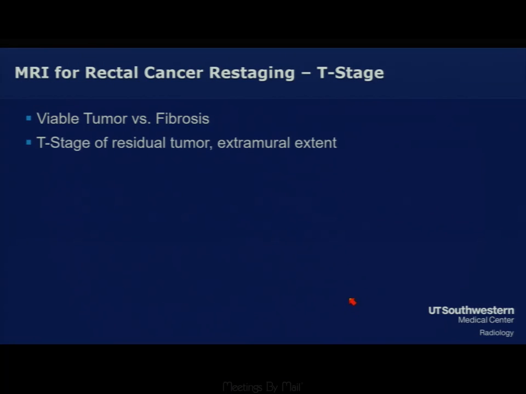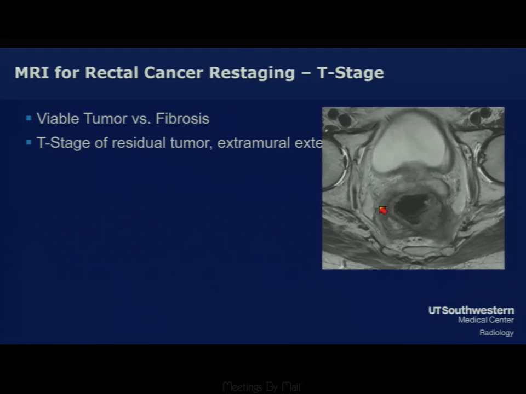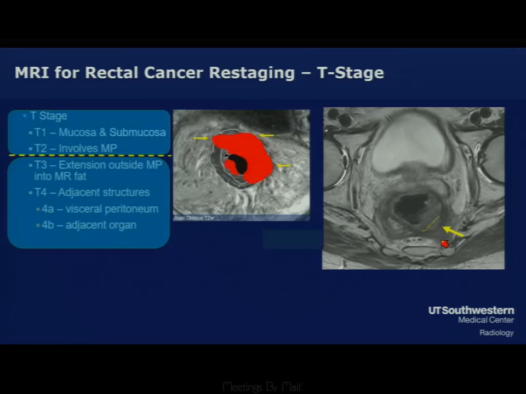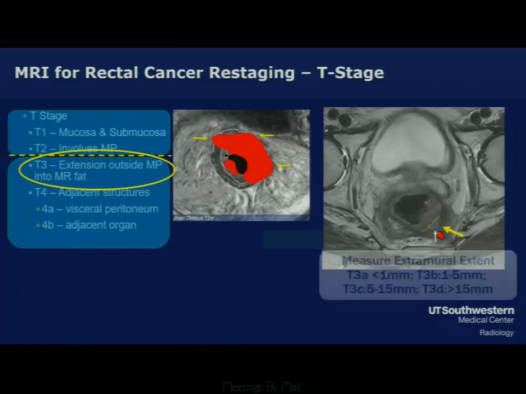All right. So we've talked about differentiating viable tumor from fibrosis. Now we want to give the T stage of the residual tumor and give the extramural extent. So here's that tumor with a large amount of viable residual tissue. We draw where the muscularis propria would be. This is extending past the muscularis propria. This is a T3 tumor. And then we measured the extent outside the muscularis propria, which gives you the degree of extramural invasion, and you can substage the T3 stage.